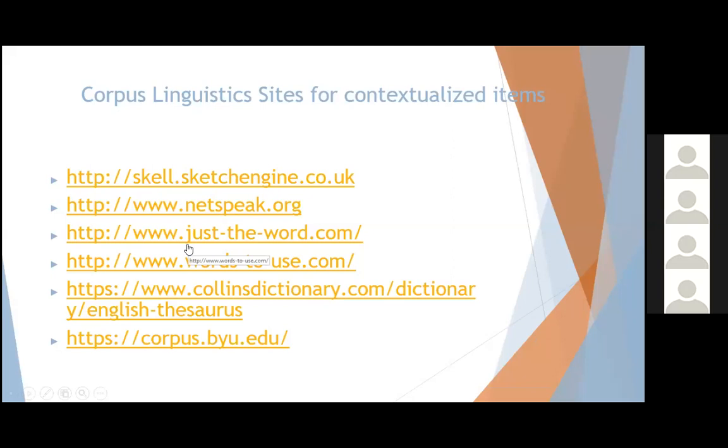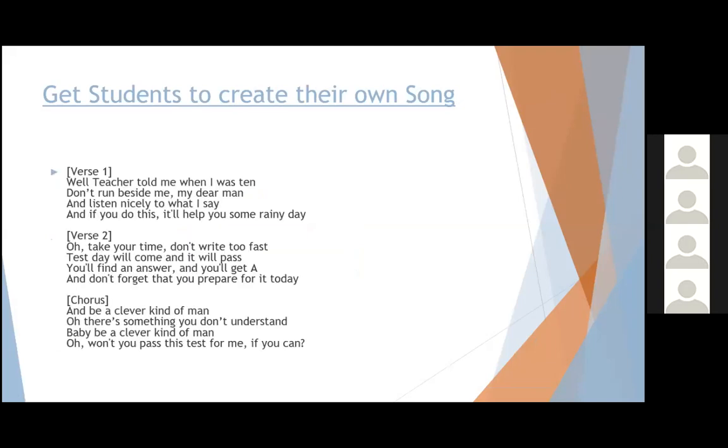Okay, you've explored the words. What to do next? Let's come back to our song. Get students to create their own song, yeah? So please read it through and put a plus to the chat if you like the song and a minus if you don't like it.